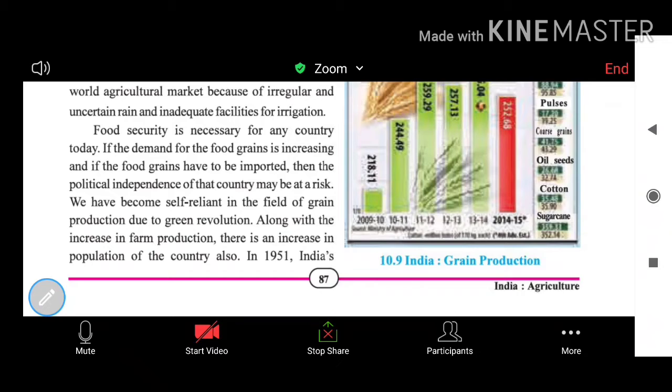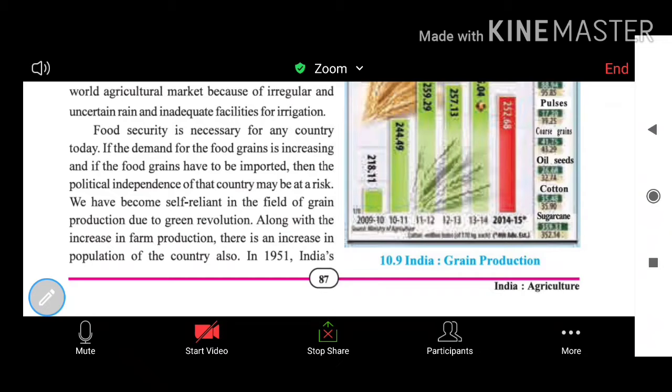Definitely. Why? Because at least you should be having food grains in such a quantity that you can meet the requirement of the people in terms of food. Because अगर आपको बाहर के कंट्री से फूड ग्रेन्स लानी पड़े, then definitely it is not a good sign. When you have to import food from the other country for your own people, then it's not a good sign.